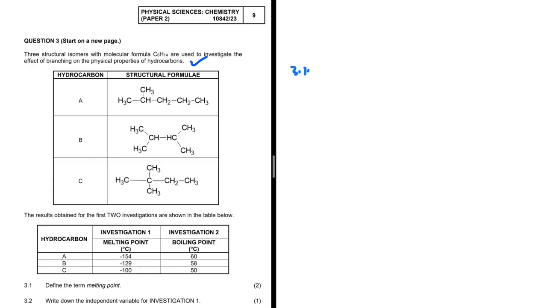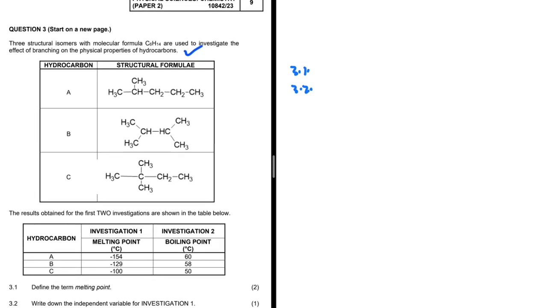So melting point is the temperature at which the solid and the liquid phases of a substance are at equilibrium. The temperature at which the solid and liquid phases of a substance are at equilibrium. That is 3.1. Let's take a look at 3.2. 3.2, write down the independent variable for investigation 1. So let's go ahead and take a look at that.